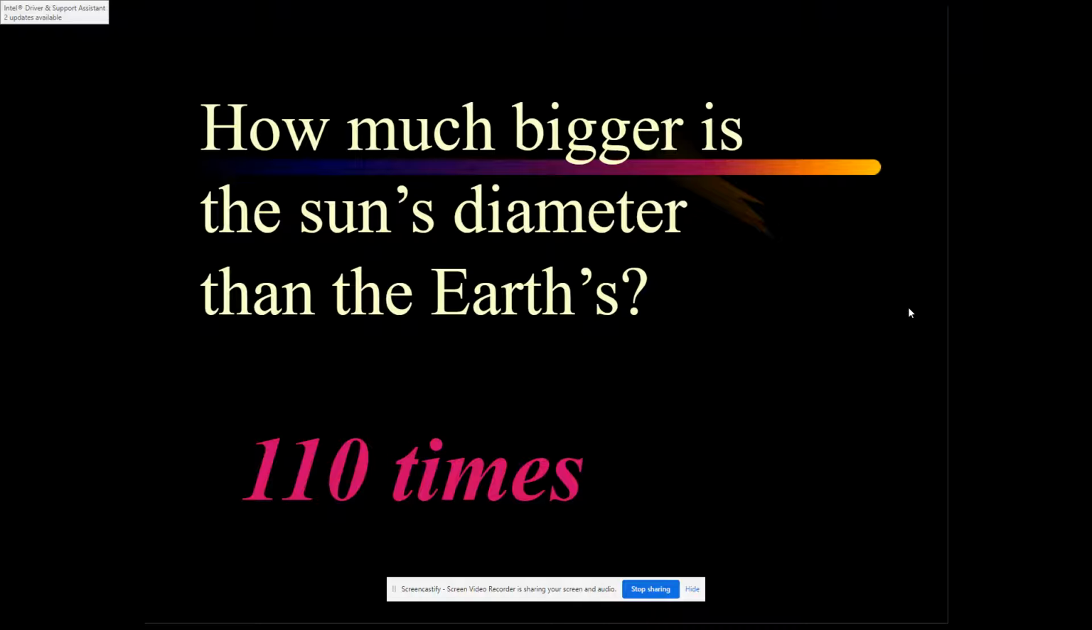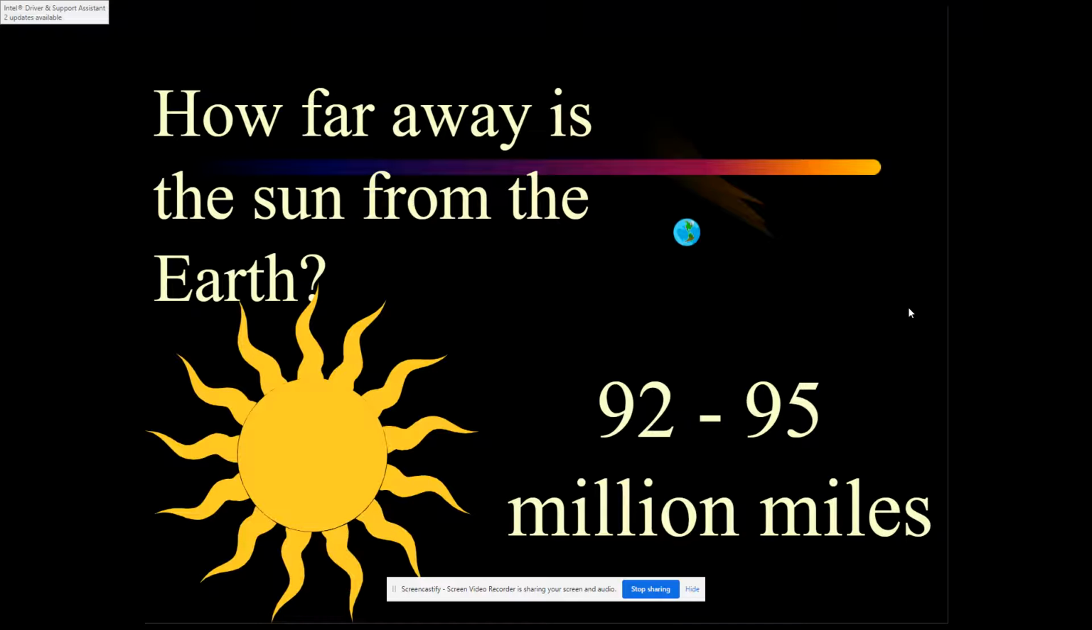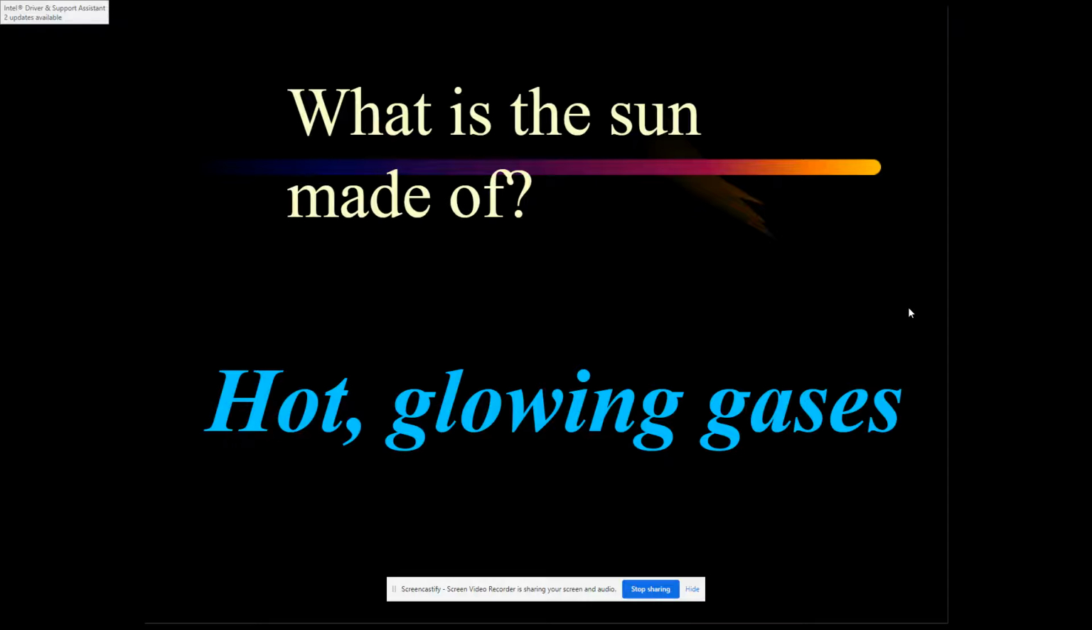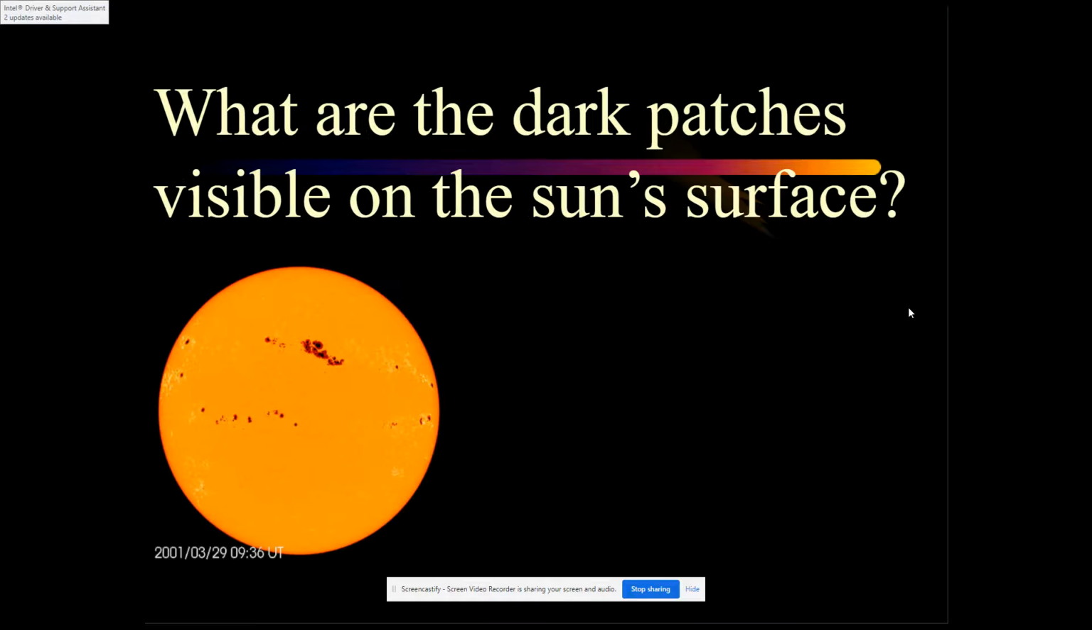The sun is 110 times bigger than the Earth, and we are around 90-ish million miles away from it, which I think might be different. I'll have to look at my notes because I feel like I maybe gave you guys a different number. Yep, no, that's right. The sun is made of gases because it is a star. The visible dark patches on the surface are those gas flare-ups.